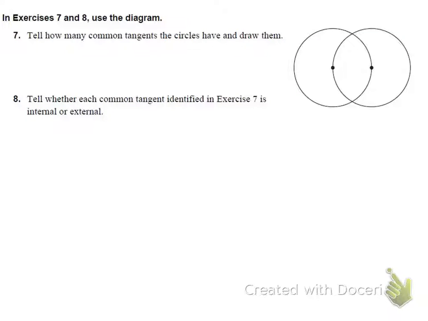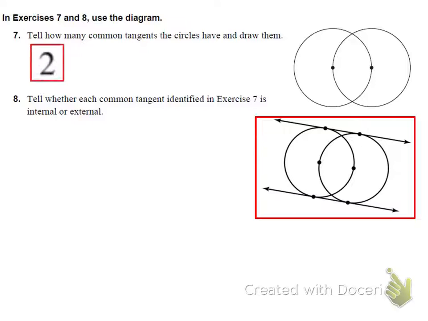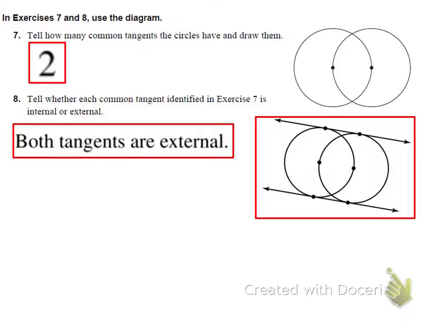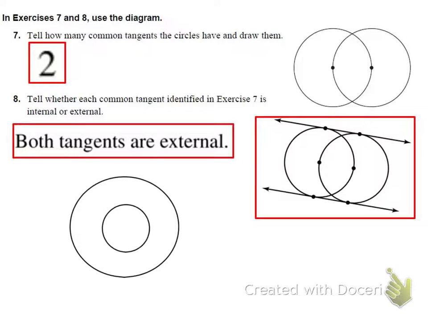So, how many common tangents are there? 2, and where are they? They're external. So 2, and they're external. Should look like this. So you'll catch on. The only situation you haven't seen is a situation like this.